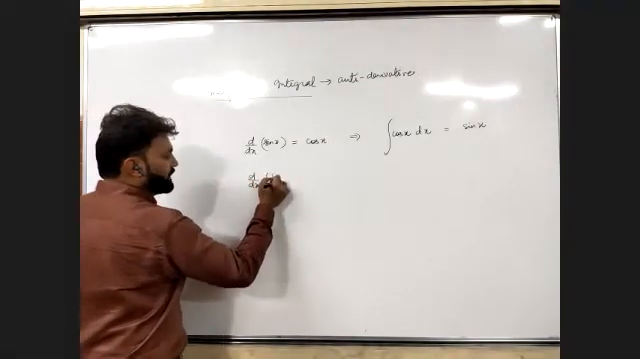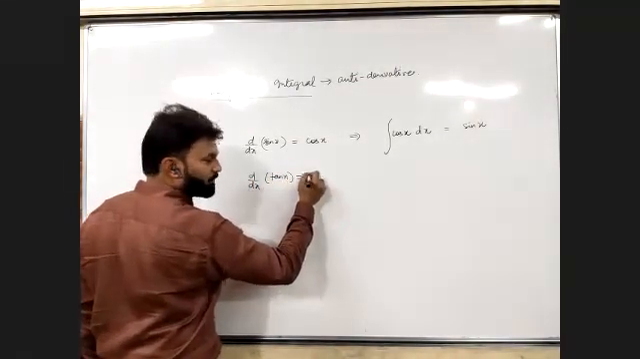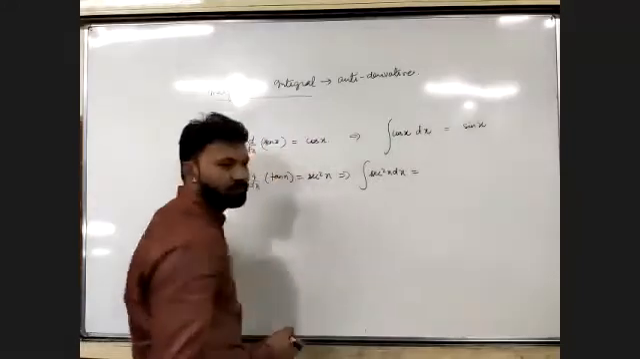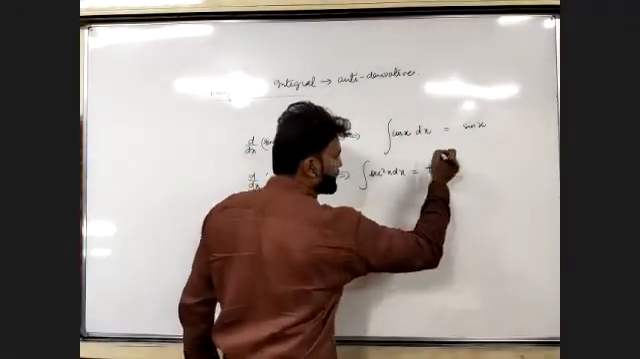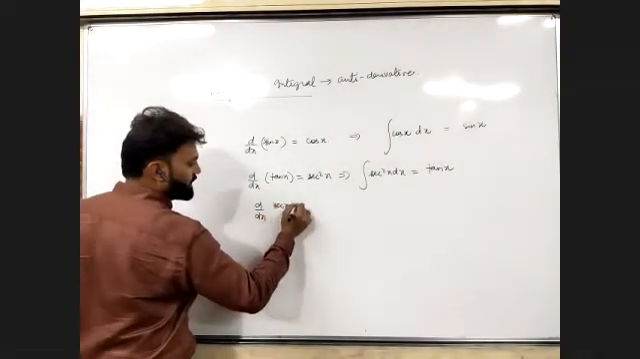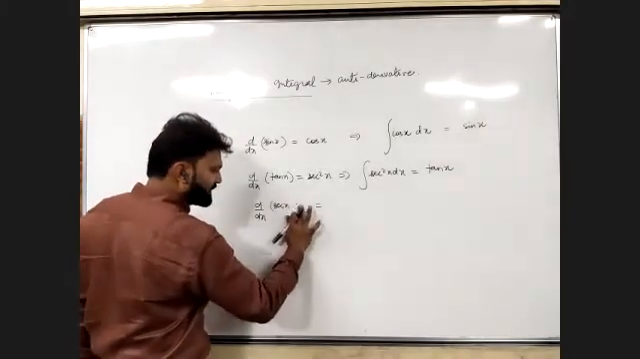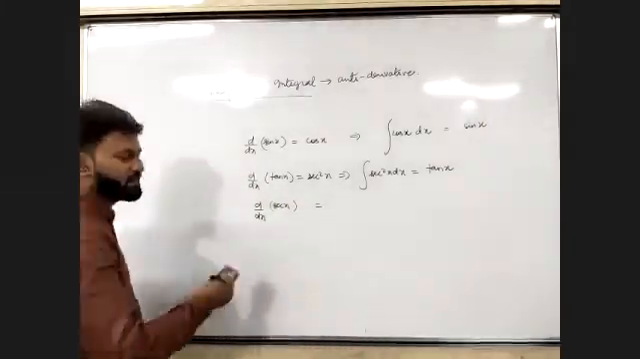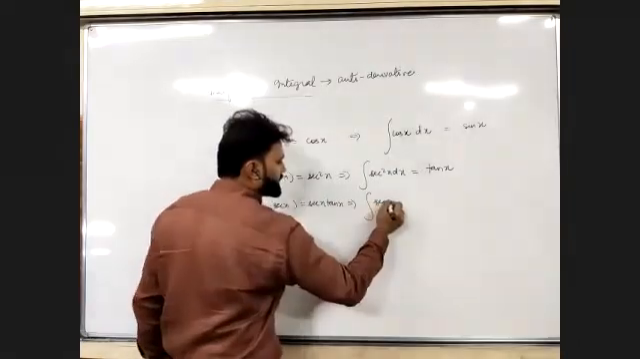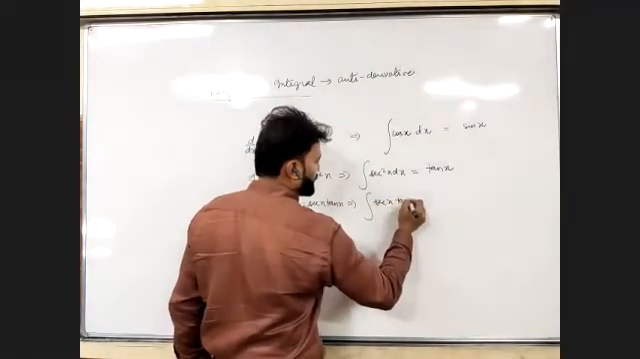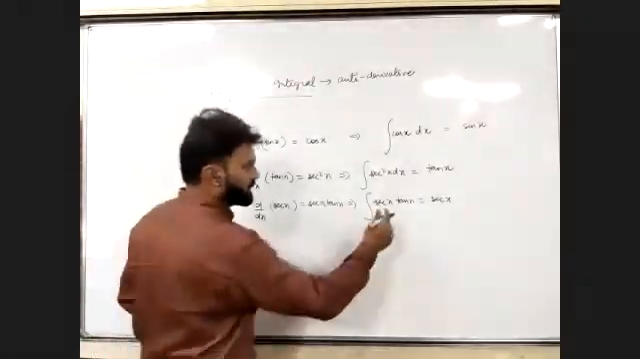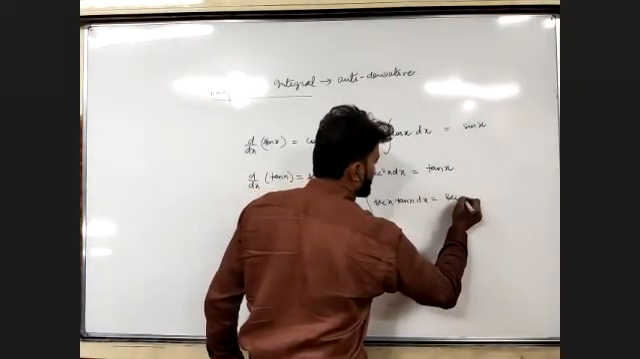d by dx of tan x is equal to sec square x. So this means that integral of sec square x dx will be equal to tan x. Any slightest doubt in this? d by dx of sec x, the differential of sec x, is sec x tan x. So integral of sec x tan x dx will be equal to sec x. Am I clear with that?